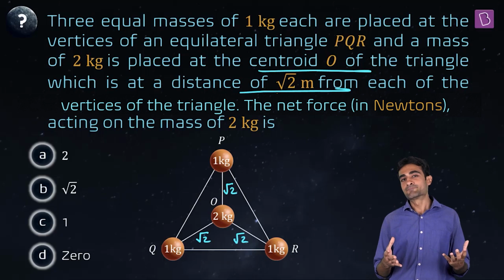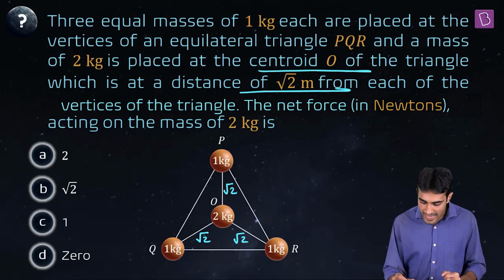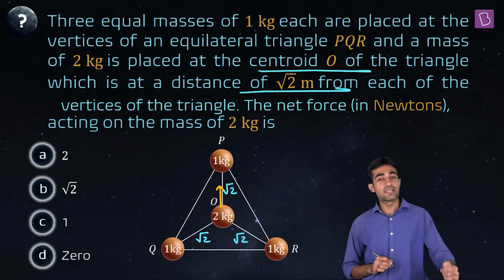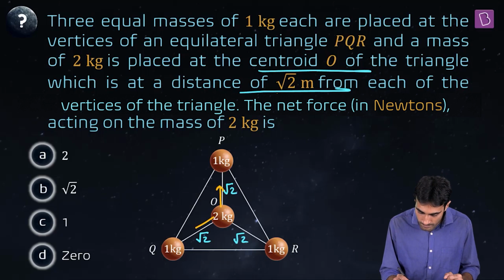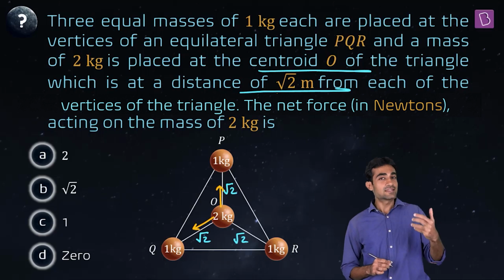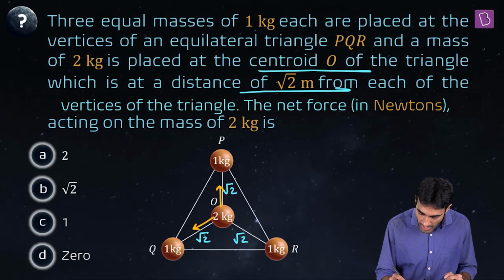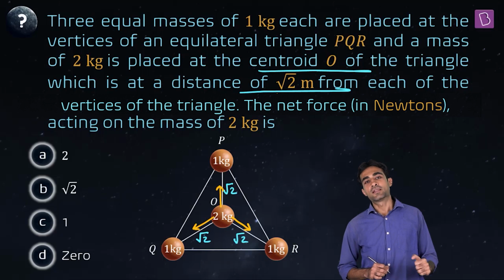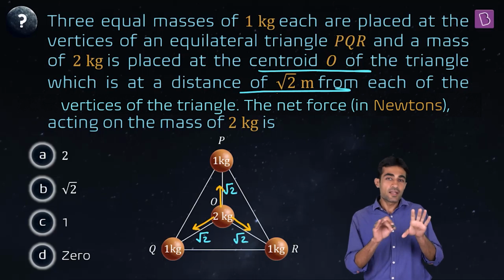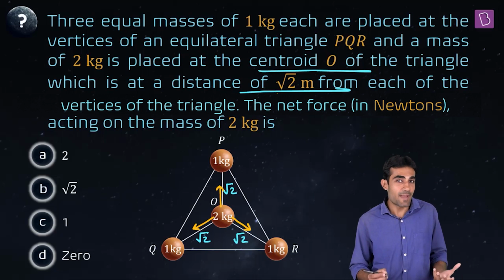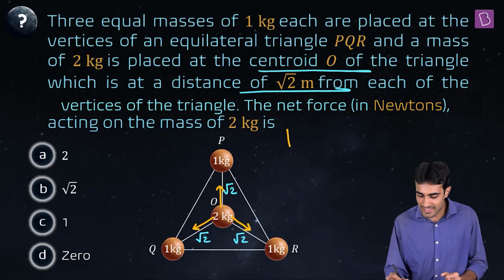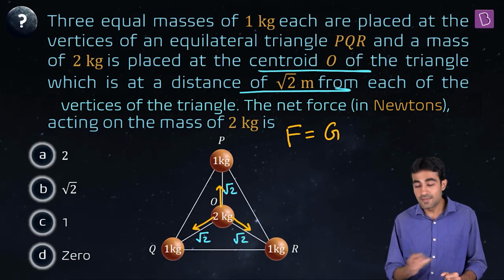Now we can say, due to mass at P, the gravitational force on 2 kg is in this direction. And due to mass at Q, the gravitational force is in this direction, and due to mass at R, gravitational force is in this direction. Now these forces are in different directions, but the magnitude is same. Can we find out the magnitude? Yes, very easily.